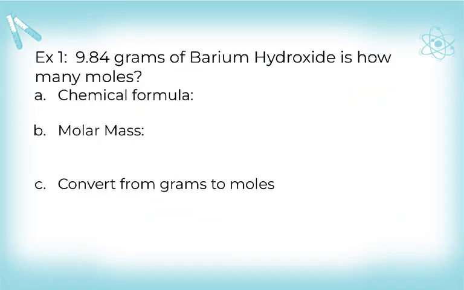So here's an example. We have 9.84 grams of barium hydroxide is how many moles? And so with this one, if we're going with grams, we need to know the molar mass. So we need to write that chemical formula. Barium hydroxide, this is ionic. So I'm going to need to use charges in order to write that compound.